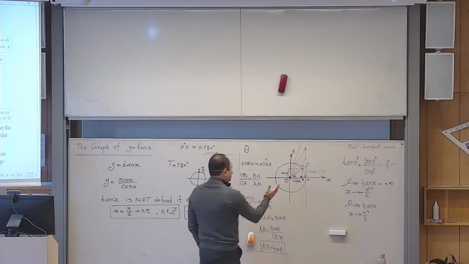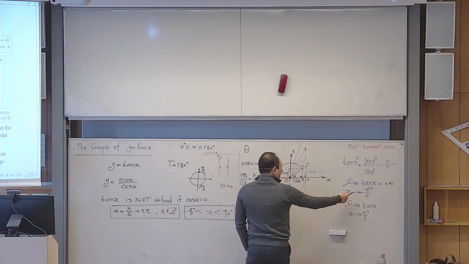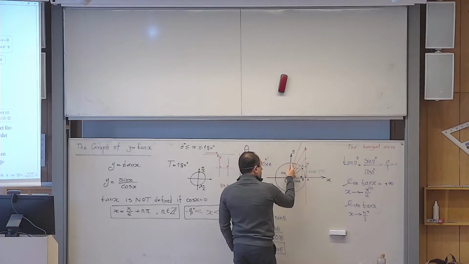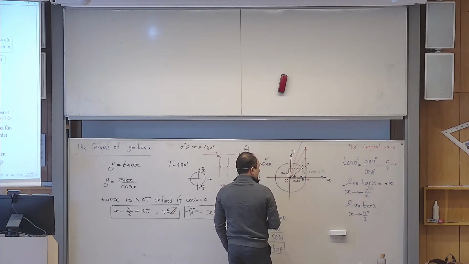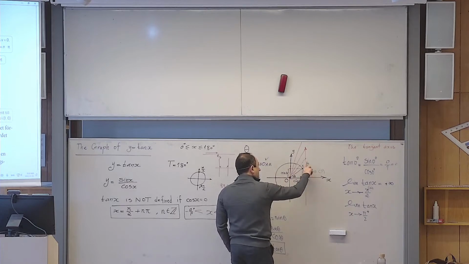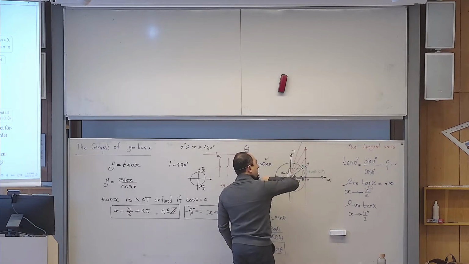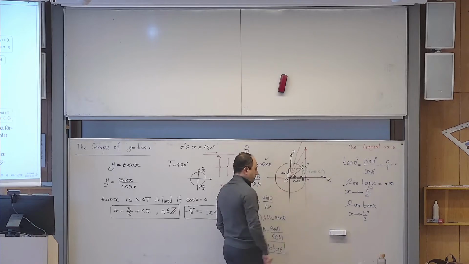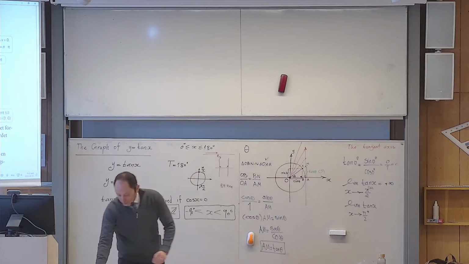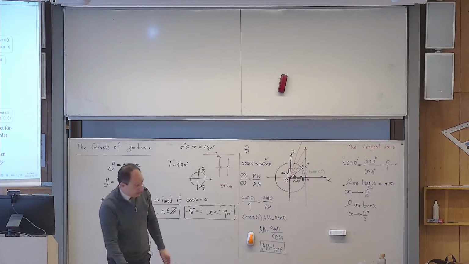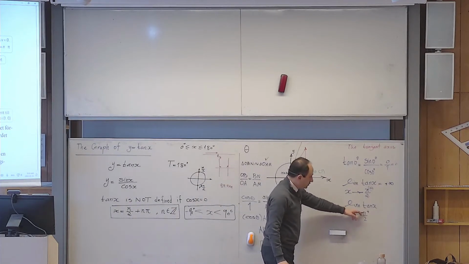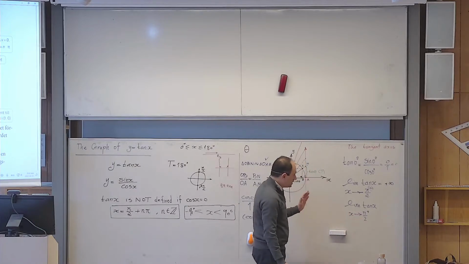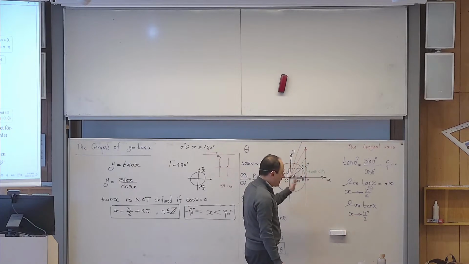So I realized, when I am getting closer and closer to pi over 2 from smaller values of x, then this length is actually increasing and increasing in the positive direction. But now let us see what happens if I get closer and closer to the same value, but this time with bigger angles, bigger than pi over 2.